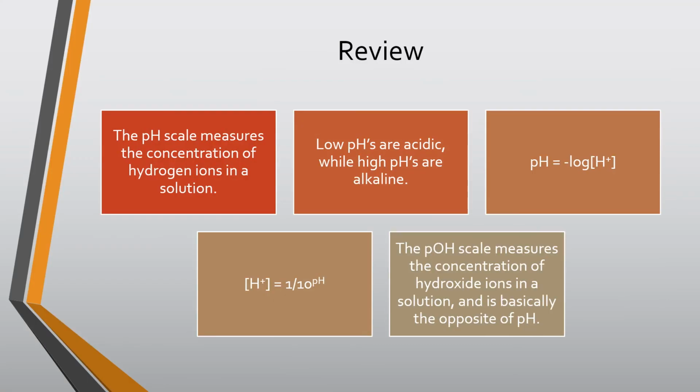Let's review. The pH scale measures the concentration of hydrogen ions in a solution. Low pHs are acidic, while high pHs are basic or alkaline. The pH is calculated by taking the negative log of the concentration of hydrogen ions, which we can reverse to determine that the concentration of hydrogen ions equals 1 divided by 10 to the pH. Lastly, the pOH scale, which is basically the opposite of the pH scale, measures the concentration of hydroxide ions.